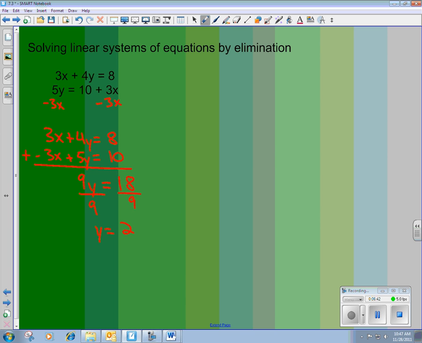Then we're going to look at how do we get that x value. So we're going to plug that 2 back in. I probably would plug it back into this first one. So we have 5 times 2 equals 10 plus 3x. We can subtract 10 because that's going to equal 10. So we'll subtract 10 from that also. So we get 0 equals 3x. Divide by 3, so x equals 0. So the coordinate we're at is 0 and 2.